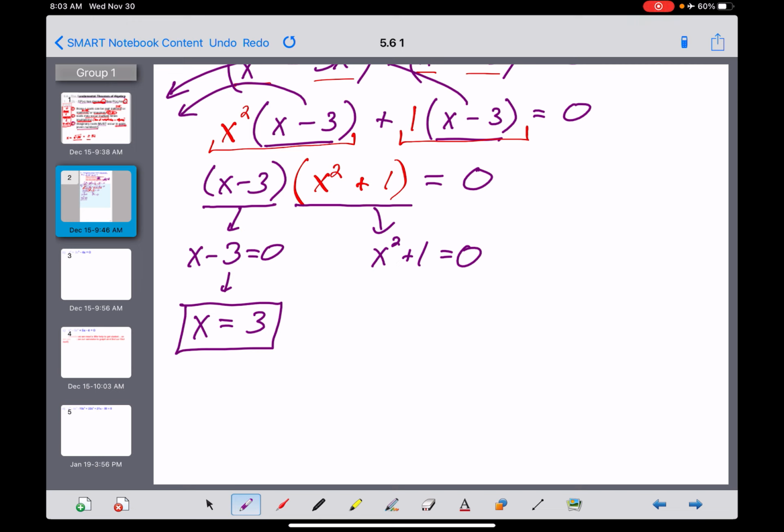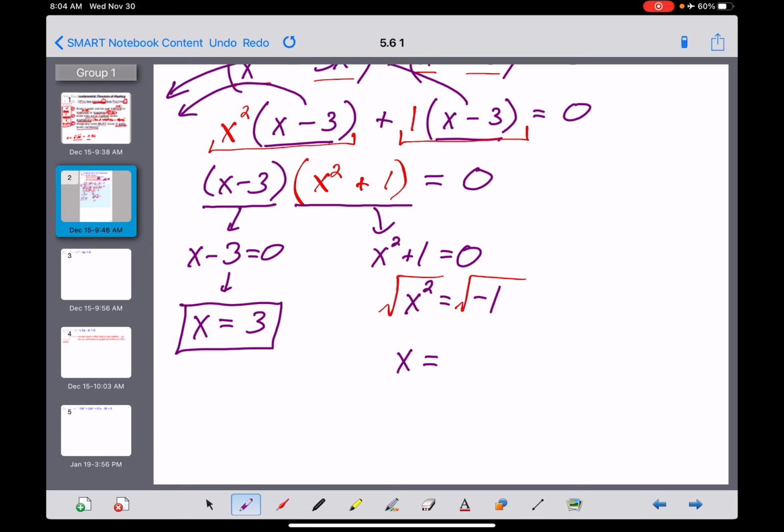Now, the second equation is a little bit more complicated because we have an x squared. I'm going to subtract the 1 and bring it to the other side and get x squared is equal to negative 1. And how do we undo a square? With a square root on both sides here. The square root of x squared is x.